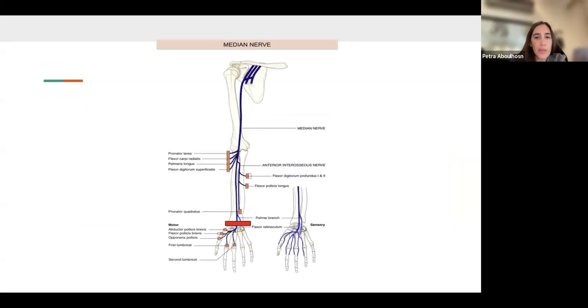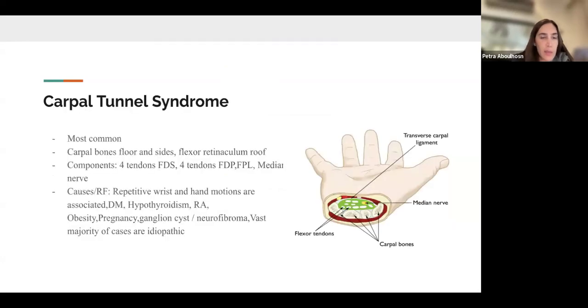Okay, and this basically, I'm sure everyone knows, if you have median nerve compression at the wrist, most commonly, it is the most common overall peripheral nerve entrapment of the upper extremity, and it's the carpal tunnel. What makes the carpal tunnel? It's the carpal bones on the floor and the sides, and then the roof is the flexor retinaculum, which is the transverse carpal ligament. And what runs through the tunnel, we have the four FDS, four tendons of the FDP, the FPL, and the median nerve.